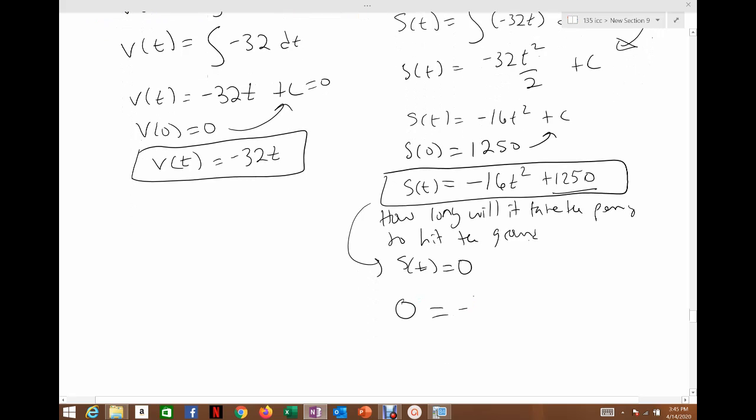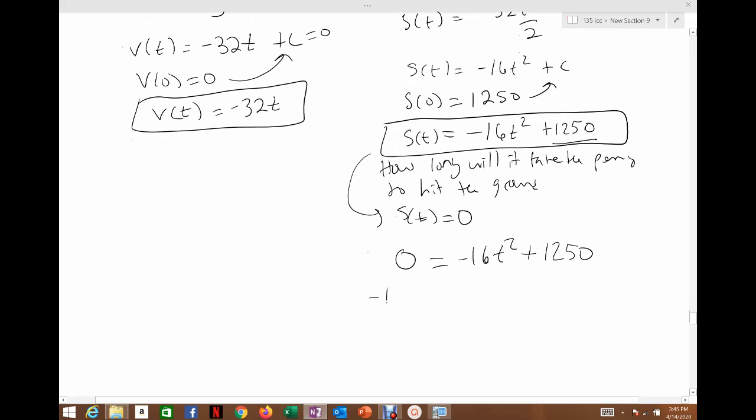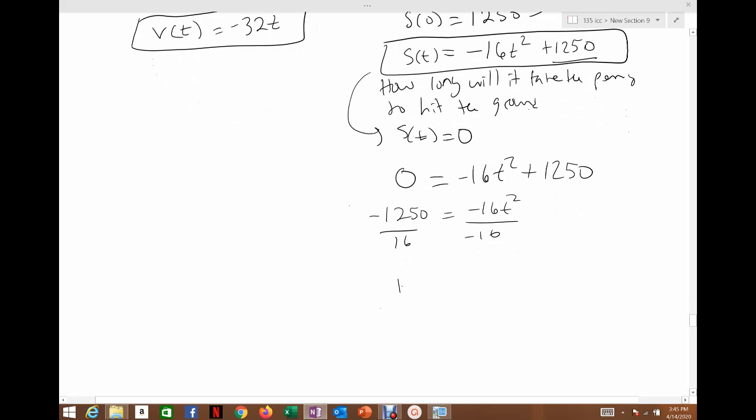So I take my position function and set it equal to 0 and solve. 0 is equal to negative 16t squared plus 1,250. That's when it hits the ground, right? It's traveled that 1,250 feet. So I move that 1,250 to the other side, and divide by 16. That's not a real pretty number, so I'm just going to leave it for right now. I'll round it when I get to the final answer. So 1,250 divided by 16.